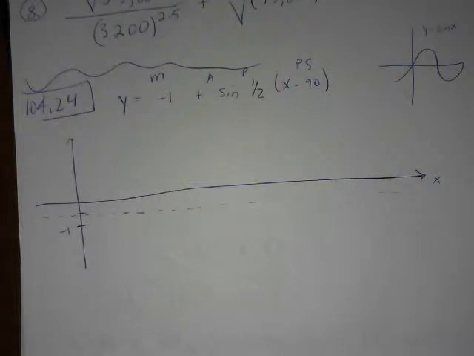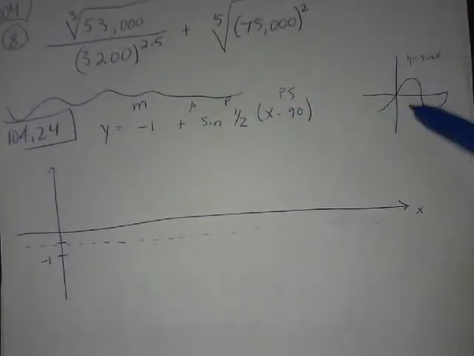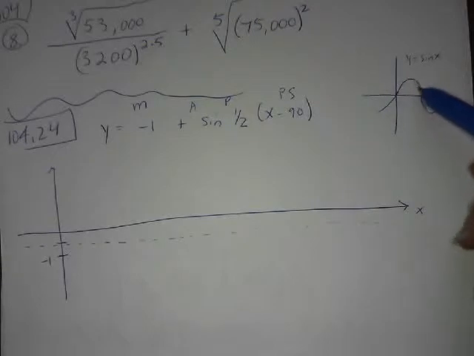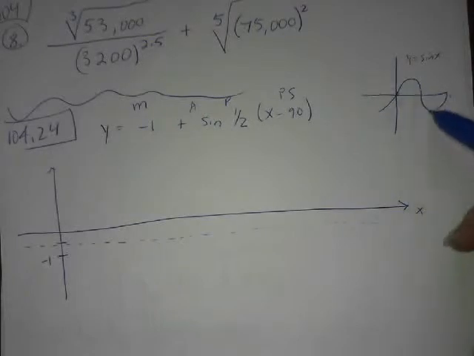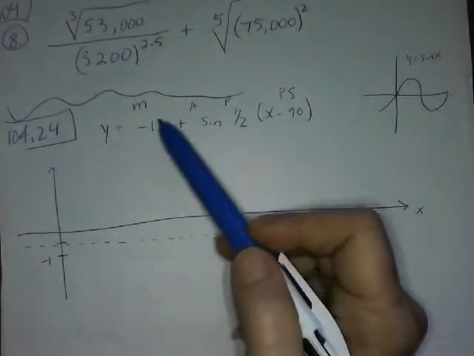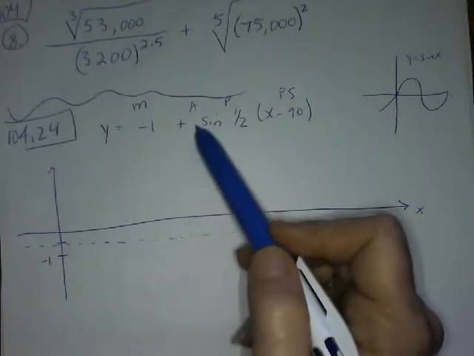Lesson 104, number 24. This one is a sinusoid that they want you to sketch. So I made a little tiny graph of y equals sine x because that's my parent function. I take note that it goes up through the origin. So I have this little mnemonic device, MAPS: midline.